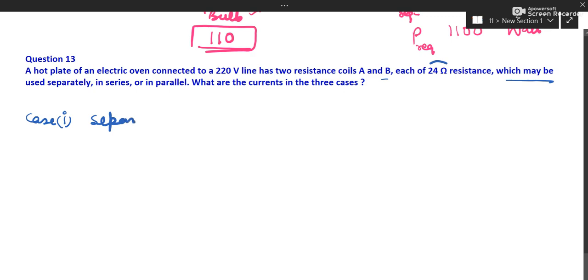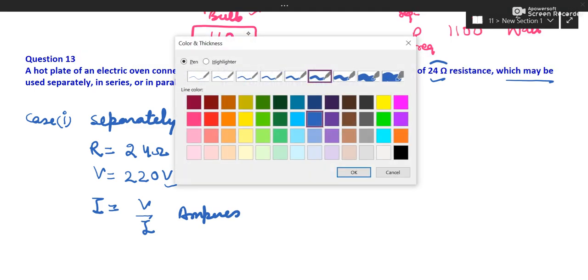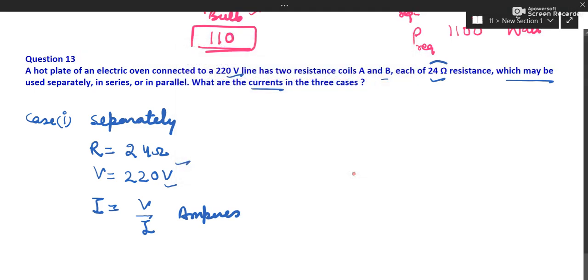separately. When you are using separately, in that situation, your resistance is 24 ohm, voltage is 220 volt. You can find out the current, right? When used separately, so you can find out V by R. Simply divide them and report the answer in amperes. This is one part. Now we'll have to find out when they are connected in series.